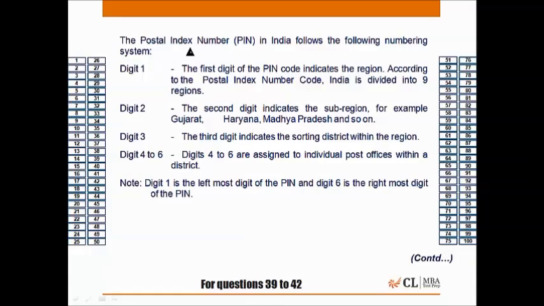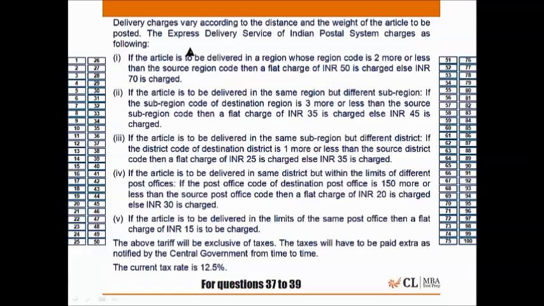37 to 39. Okay. First digit of the pin code is something, second digit is something, third digit is something. If article is delivered from region code, okay, some specific conditions are given.